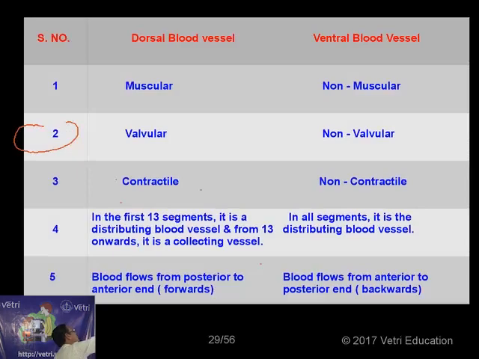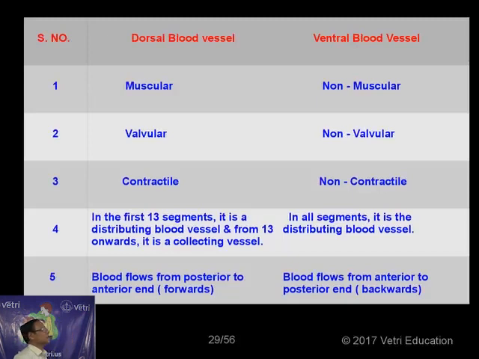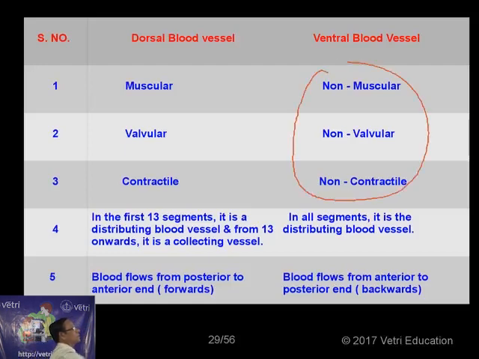Now, how can you make the differences between the dorsal and ventral blood vessel? Normally the dorsal blood vessel, as mentioned earlier, is found in the mid-dorsal line, and the other in the mid-ventral line. The dorsal blood vessel is highly muscular, valvular and contractile, whereas the ventral blood vessel is opposite: non-muscular, non-valvular, non-contractile. Throughout the length of the dorsal blood vessel, internally we have valves present.